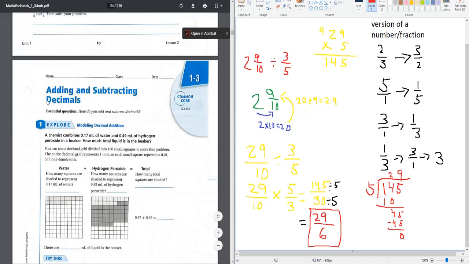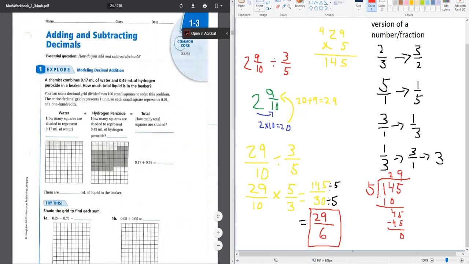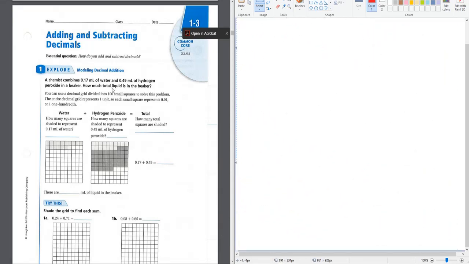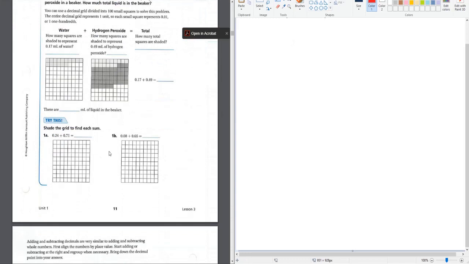All right. We're now going to move on to adding and subtracting decimals. So with adding and subtracting decimals, it works like this. Let's say you have 0.24 plus 0.71. First of all, going horizontally is probably one of the hardest things that you could do. I would say go vertically. It's so much better. And the way you're going to do that is you have to make sure that your decimals are lined up.